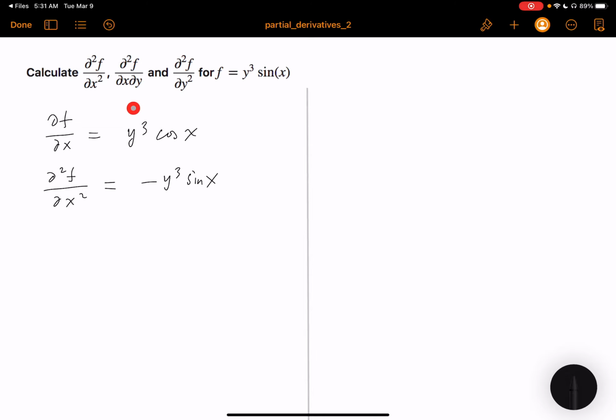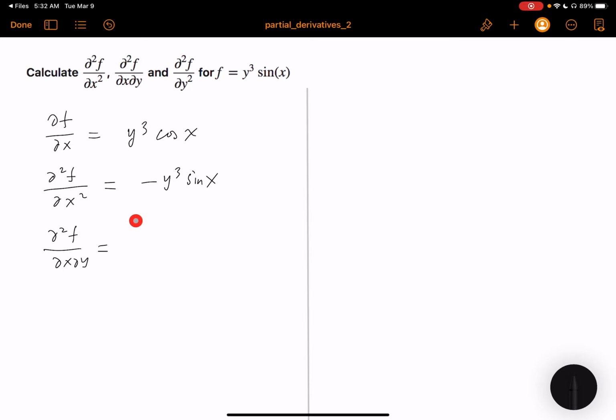Now let's look at the partial derivative with respect to x and y. So we have partial square f, partial x, partial y is equal to... Now again, we need to take partial derivative of this with respect to y. Right? So this is the first order with respect to x. So we are looking at partial x, partial y. So we need to take partial derivative with respect to y. So now we need to treat x as a constant. So we take a derivative with respect to y, treating x as a constant.